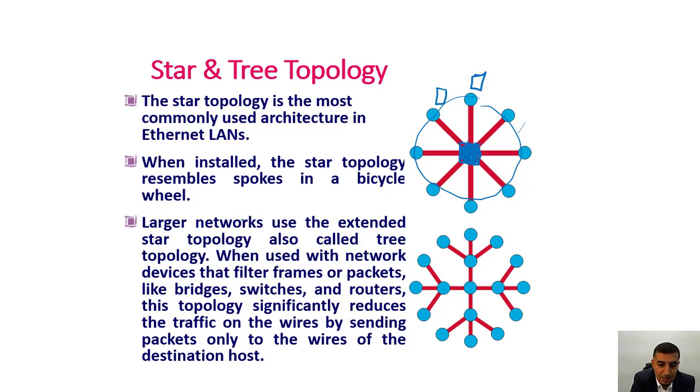Larger networks use extended star topology, also called the tree topology. Instead of having one node over here and distributing, you will have one node, and this one will be distributing to more, and so on. So it's called the tree topology. When used with network devices that filter frames or packets like bridges, switches, and routers, this topology significantly reduces the traffic on the wire by sending the packets only to that destination.